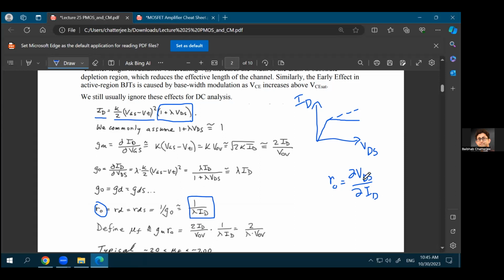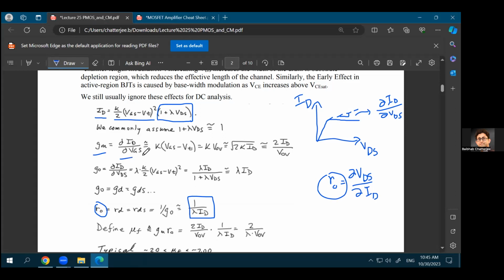So if you take that into consideration, RO is basically del VDS over del ID, whereas the slope of this ID versus VDS characteristic in the saturation region is del ID over del VDS, right? So that's why I said that 1 upon the slope of your ID versus VDS characteristic in your saturation region gives you your RO, or the output resistance. Now you can find that out from the equations as well. You have already found out what the equation for gm is.